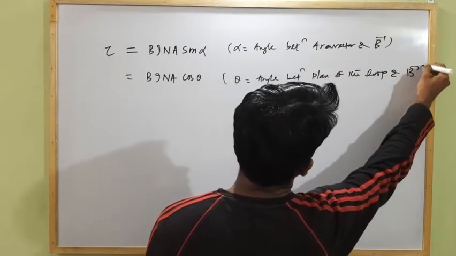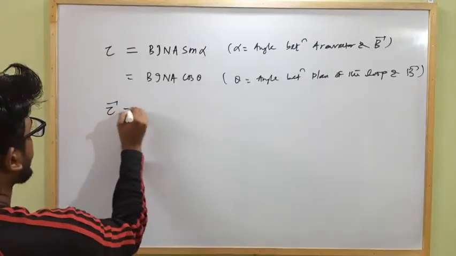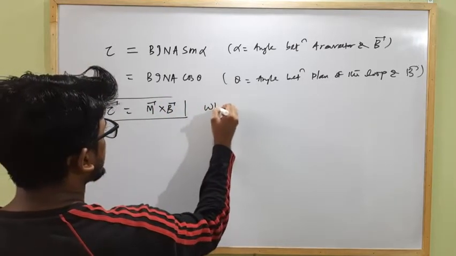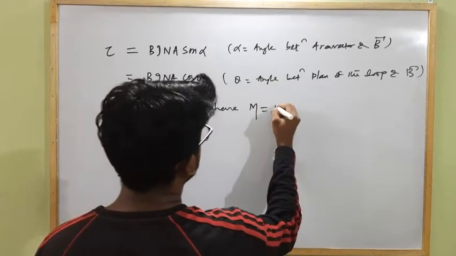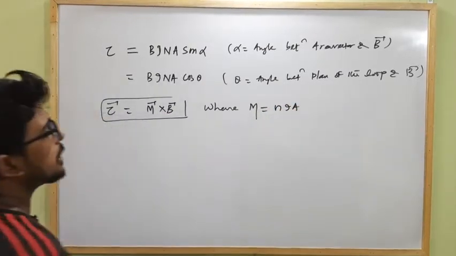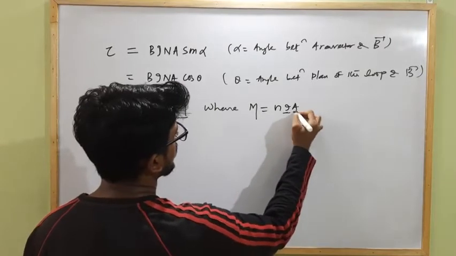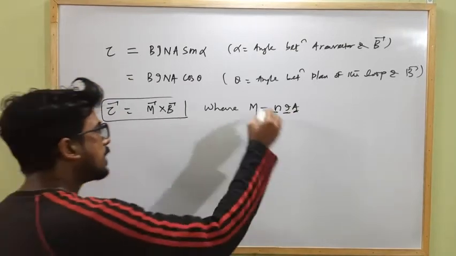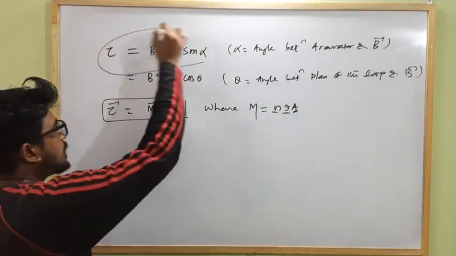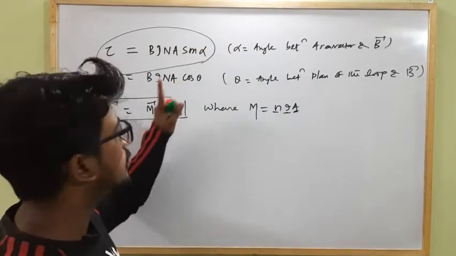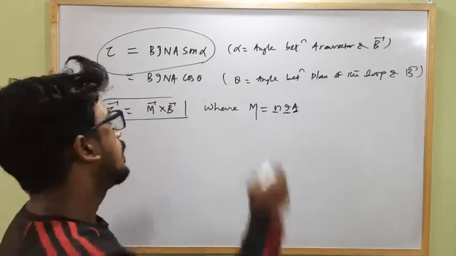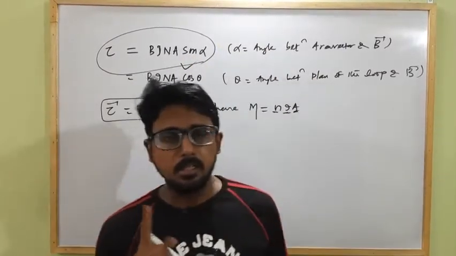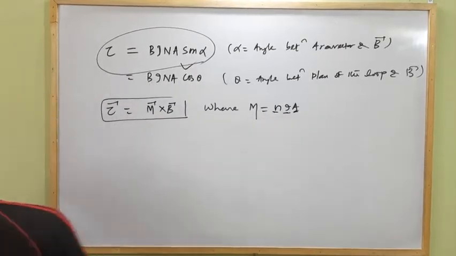Or in vector form the torque can be written as M cross B, where M is the magnetic dipole moment of a current carrying loop, that is N into I into A: I is the current flowing through the loop, A is the cross sectional area, and N is the number of turns of the loop. Clear? So when a current carrying loop is present in an external magnetic field, it experiences a torque due to which it starts rotating. By this principle, the moving coil galvanometer is constructed. Clear?